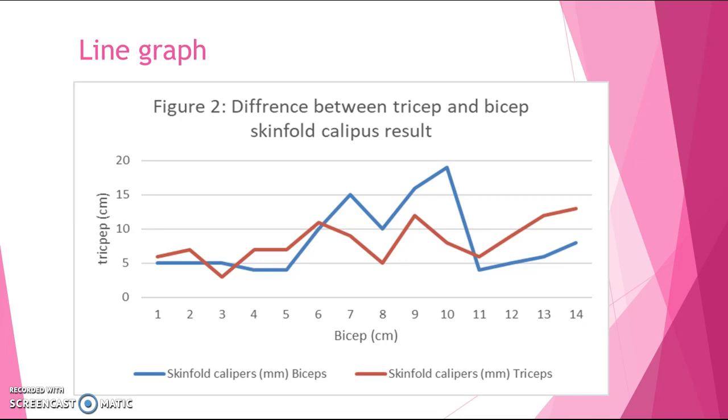For example, figure 2 shows the skin fold calipers of the bicep and triceps. The graph shows us the difference between the triceps and biceps skin fold calipers.